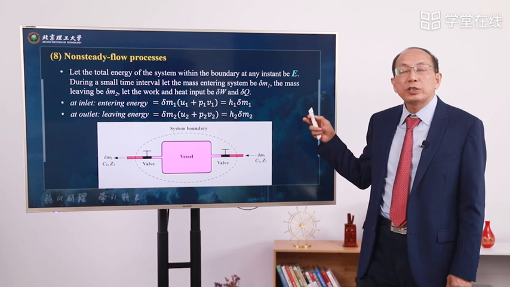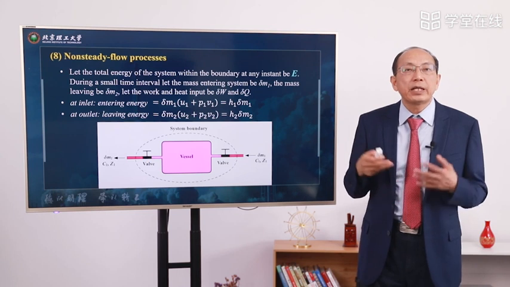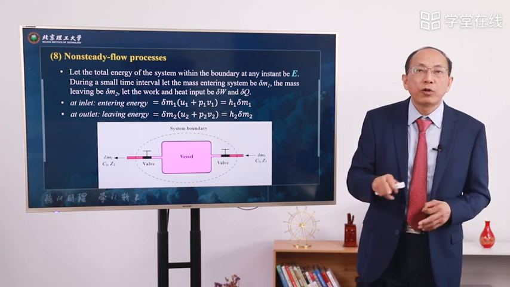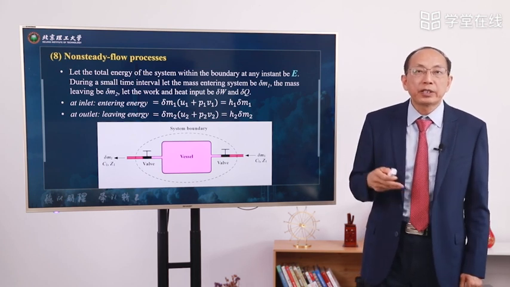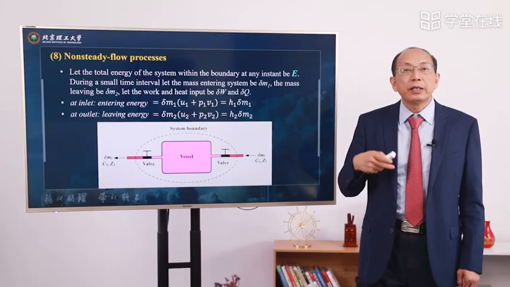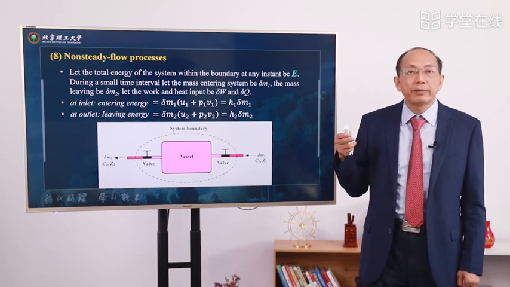Because the mass going in is delta m1, certainly m1 carries some energy, internal energy and flow work, so it carries some enthalpy h1. So at inlet, the entering energy is h1 delta m1. At outlet, the leaving energy is h2 delta m2. Here the mass carries the energy. Certainly, this mass still includes some kinetic energy and potential energy.